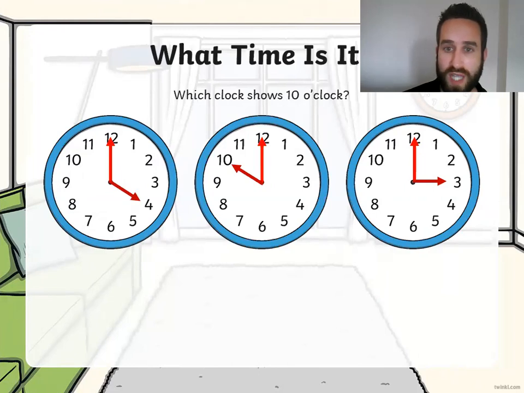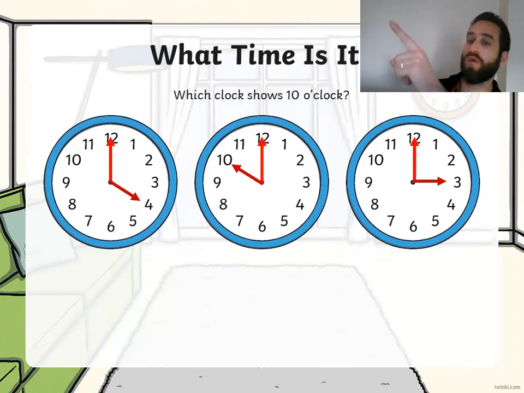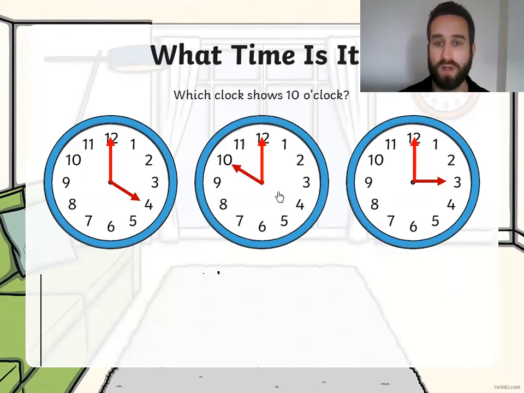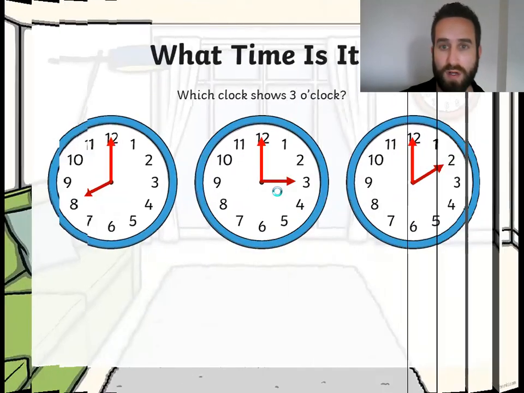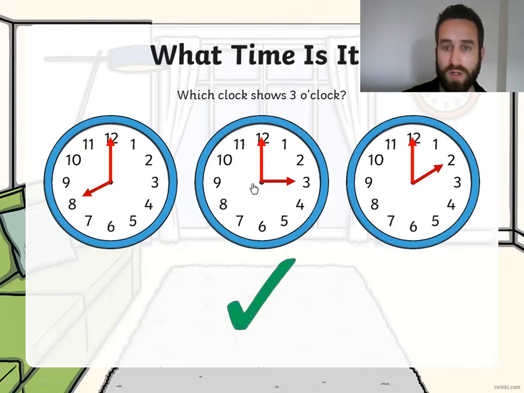All right, which one shows 10 o'clock? Is it that one over there? No. Is it that one over there? Nope, I think that's 3 o'clock. Let me get out of the way and let's see what we got over here. This is 10 o'clock. Very good. And which one shows 3 o'clock? I think it's pretty easy for all of you by now. I think we know which one it is. Here you go.